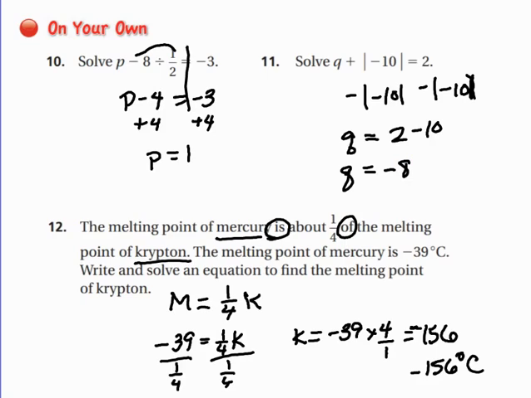All right, for number 10, we divided first, and we got -4. P minus 4 equals -3. Add 4 to both sides, and you get P equals 1.